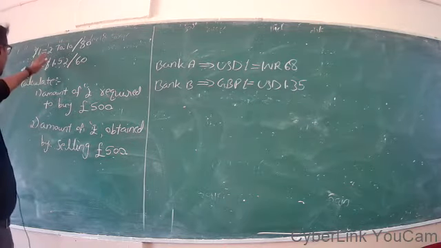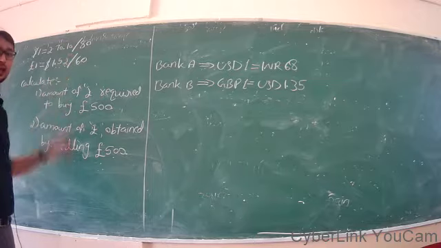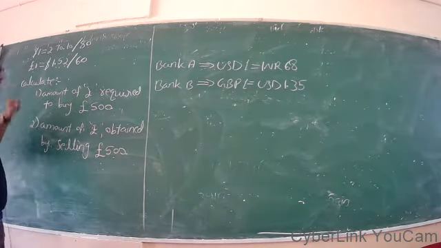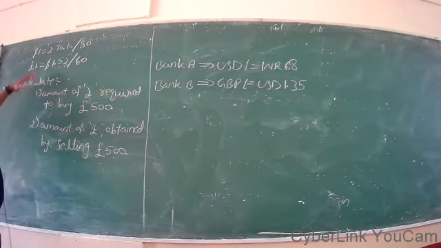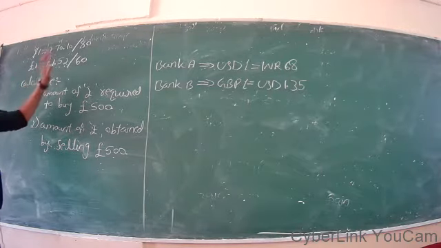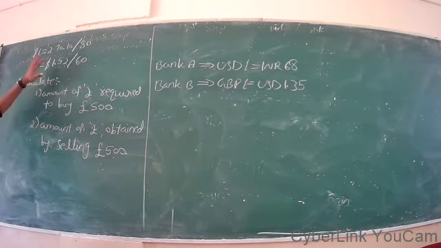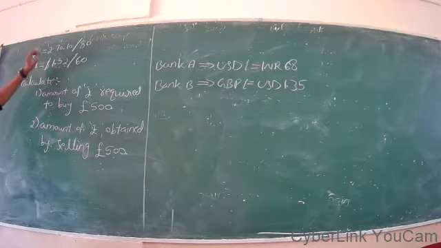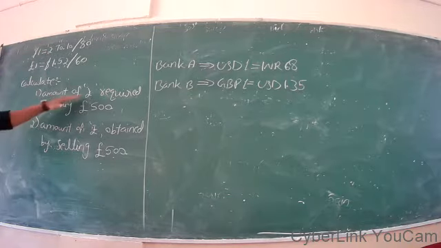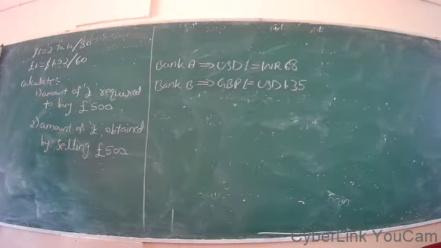See, the question says $1 is equal to rupees 70.10 oblique 80. And in another two-way quotation, it says sterling pound 1 is equal to dollar 1.52 oblique 1.60 dollars. With the help of the above two quotations, calculate the amount of rupees required to buy sterling pound 500, and the amount of rupees obtained by selling sterling pound 500.